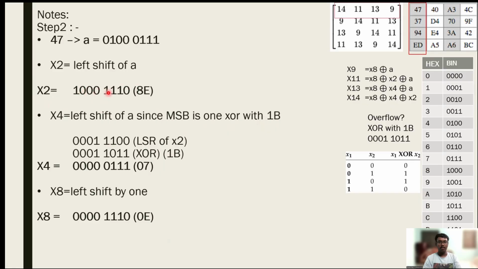So 0, 0, 0, 1. So 0, 0, 0, 1 came. 1, 1, 0, 0, 1, 1, 0, 0 have come. This is the left shift of x2. And we are going to XOR with 1B.